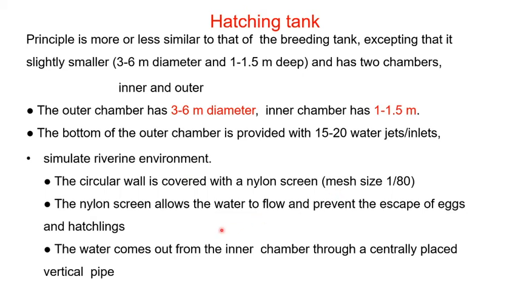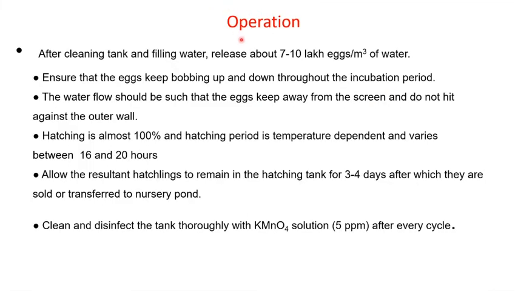The nylon screen allows the water to flow from the outer chamber to the inner chamber and prevents the escape of eggs and hatchlings. The water comes out from the inner chamber through a centrally placed vertical pipe. We have to maintain a water flow rate of 80 to 100 liters per minute to provide a circular motion of water in the outer chamber.